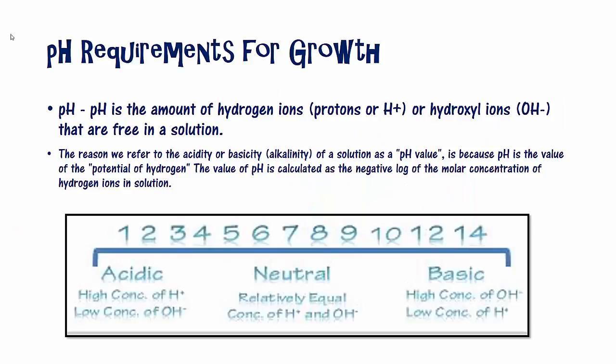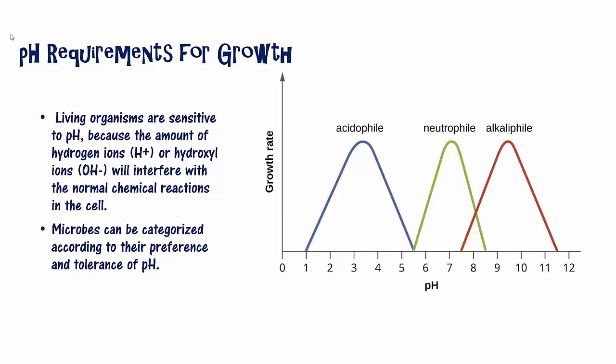There are also pH requirements for growth. pH is the amount of hydrogen ions, protons, or H+, or hydroxyl ions, which is OH-, that are free in a solution. The reason we refer to the acidity or basicity or alkalinity of a solution as the pH value is because the pH value is the potential of hydrogen. The value of pH is calculated as the negative log of the molar concentration of hydrogen ions in the solution.